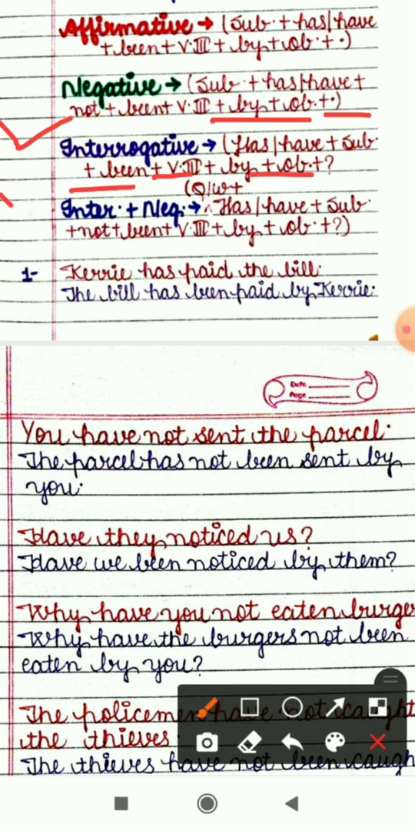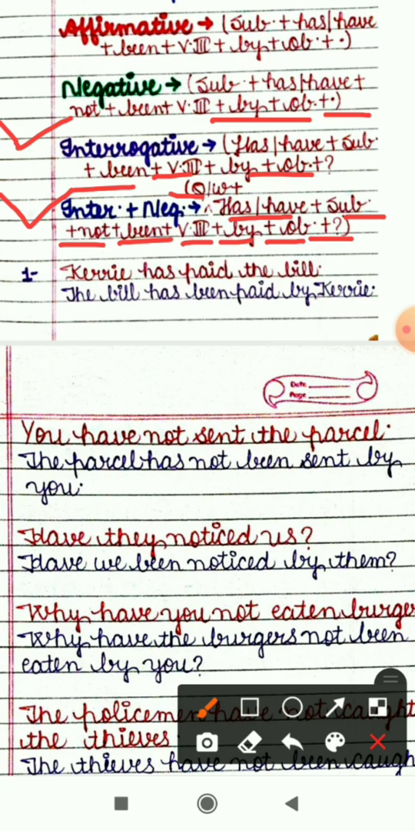Next formula is of interrogative plus negative sentences which have question words. So question words will remain at their places, then has or have according to the new subject, not, been, verb third form plus by, then new object, and in the last, question mark.